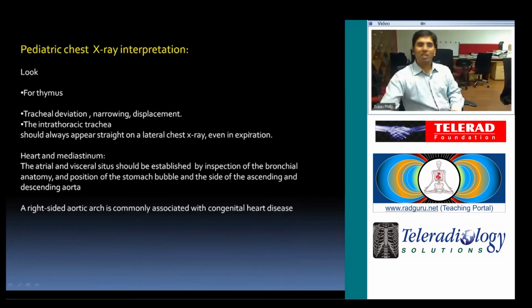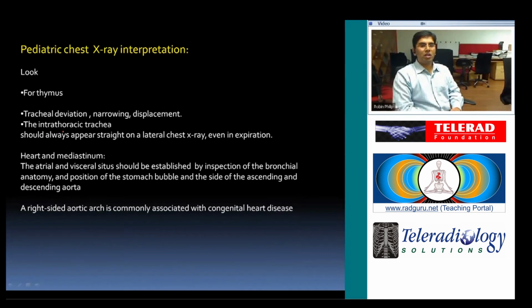So there's slight differences, but you have to follow pretty much the same pattern now. First, look for the trachea, any deviation, narrowing or displacement. The most important thing in children is that there may be mild deviation of the trachea. This is the extra thoracic part, maybe because of the expiration. So don't attach much importance to mild tracheal deviation to the right. That is normal in either adults or children.